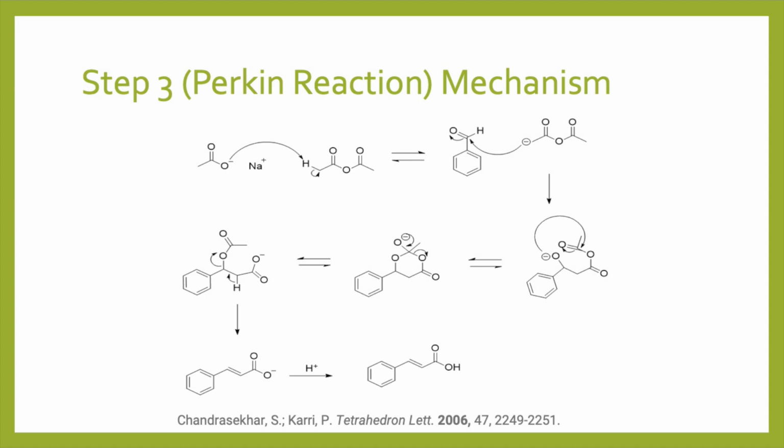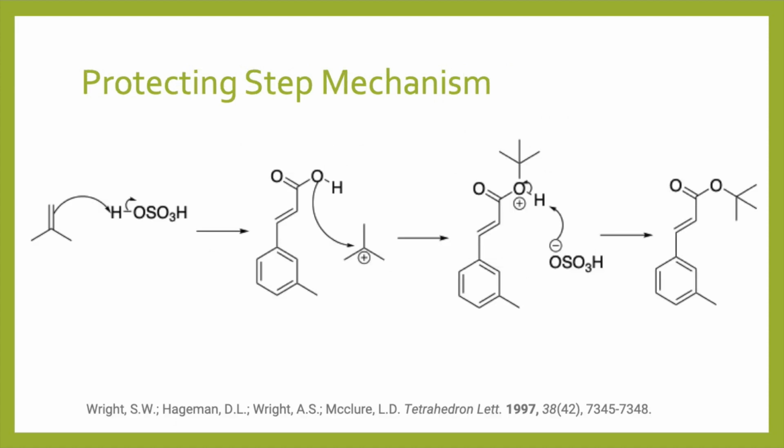The alpha carbon-hydrogen bond will break, moving its electrons between the alpha and beta carbons, forming a double bond. The CH3COO- will then detach. In the last step, protonation occurs, forming a cinnamic acid, also known as an alpha-beta unsaturated acid. The following mechanism shows how the carboxylic acid is protected by the tert-butyl ester.